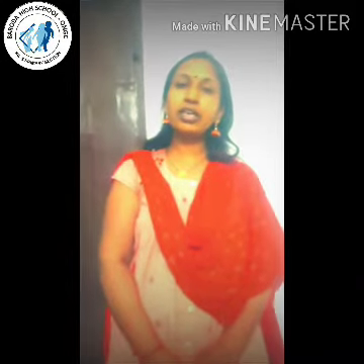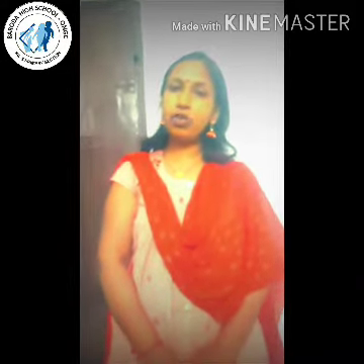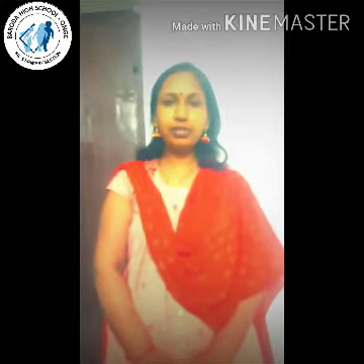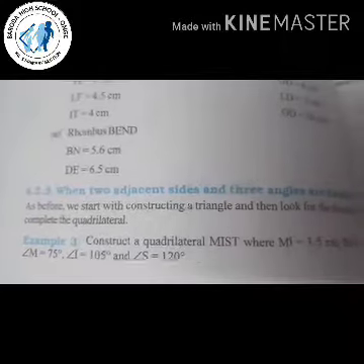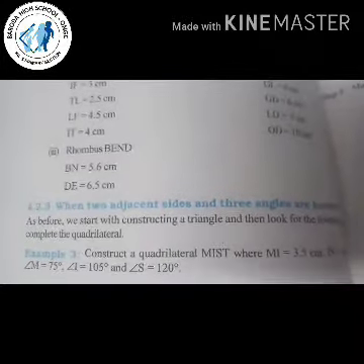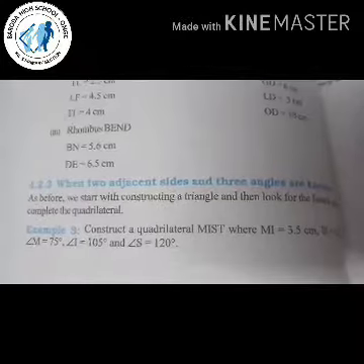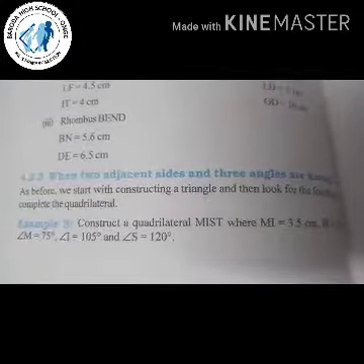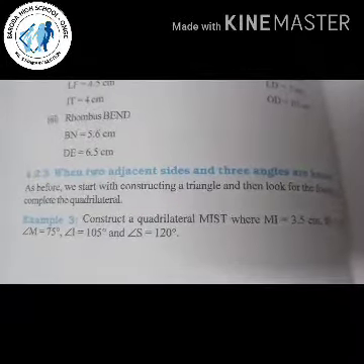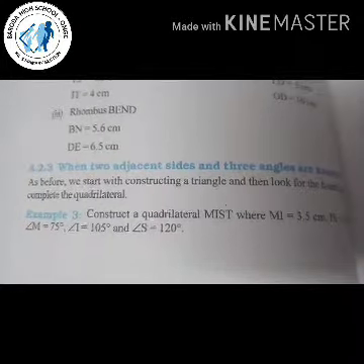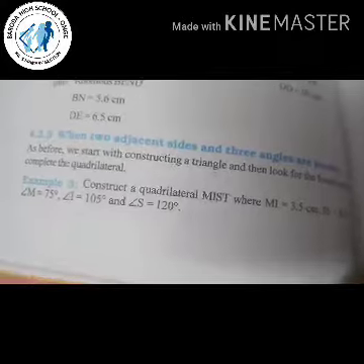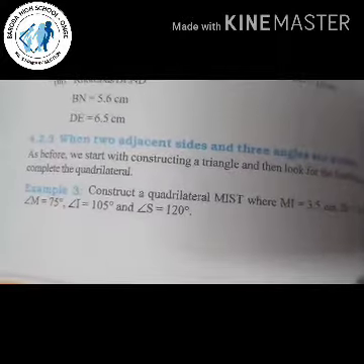Let us see the other types of construction. We have already seen two types. Three types are pending. Okay dear children. The third type is when 2 adjacent sides and 3 angles are known. In example number 3, we have to construct a quadrilateral MIST where MI and IS are 2 sides, and 3 angles are given, that is angle M, angle I and angle S.